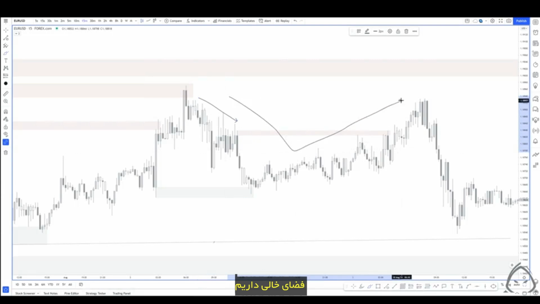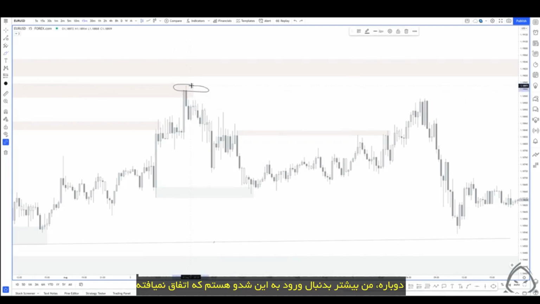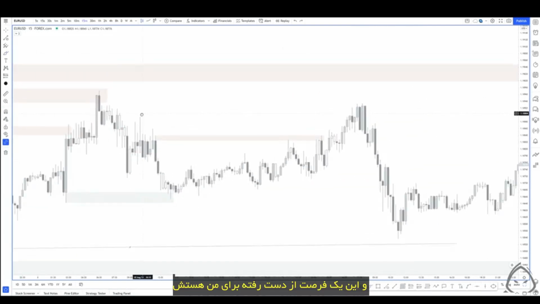We have that liquidity void, so we know that chances are price is probably going to fill that to a certain regard. So we're able to look and say that all of this has been mitigated, so chances are something up in here would make sense. Again, I would be more poised to look at this wick, which we never actually tap into. So that would be a missed opportunity, more than likely on my side.